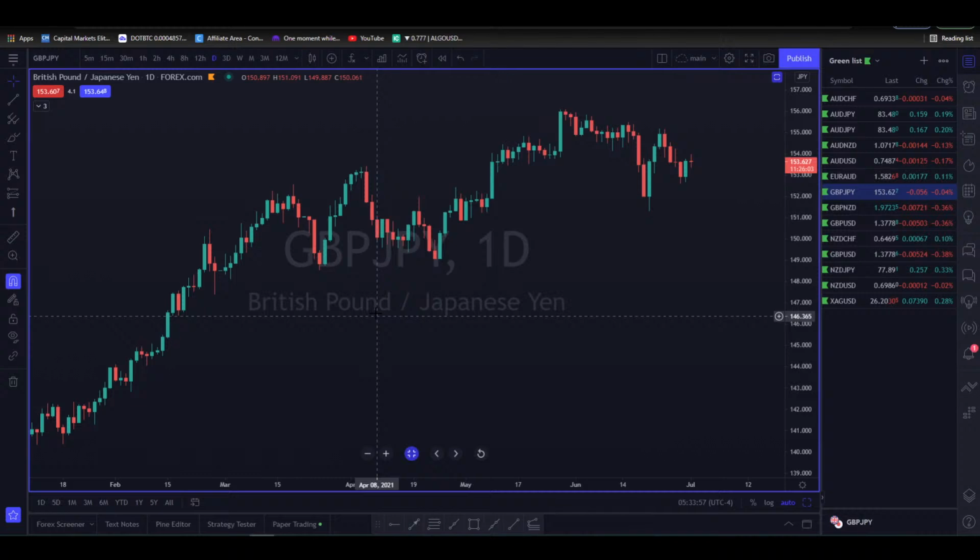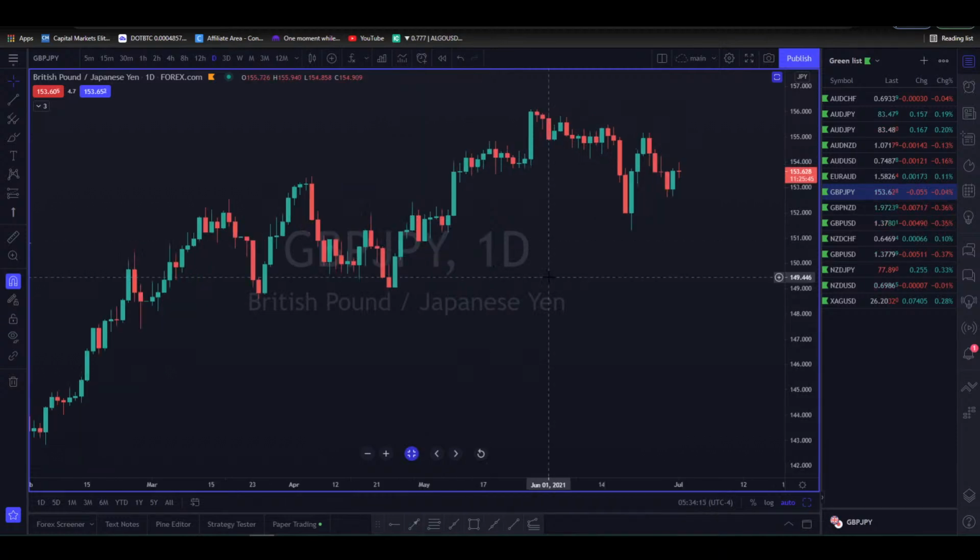So it is Thursday morning. We're going to take a look at some Forex pairs as well as some crypto assets. I'm just getting everything set up. I was not ready yet, so I'm ready now. All right. So here's pound yen. We're going to take a look at it right now.